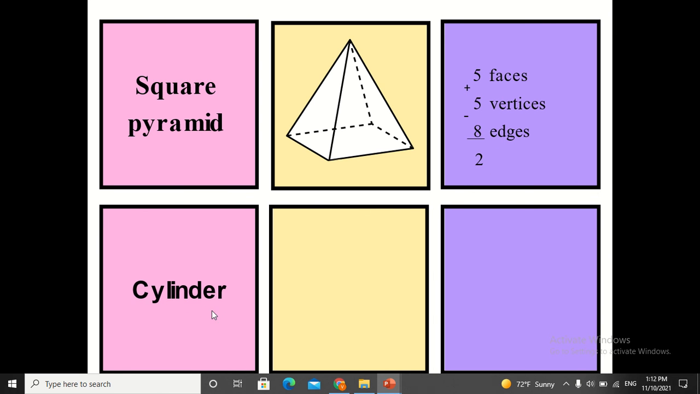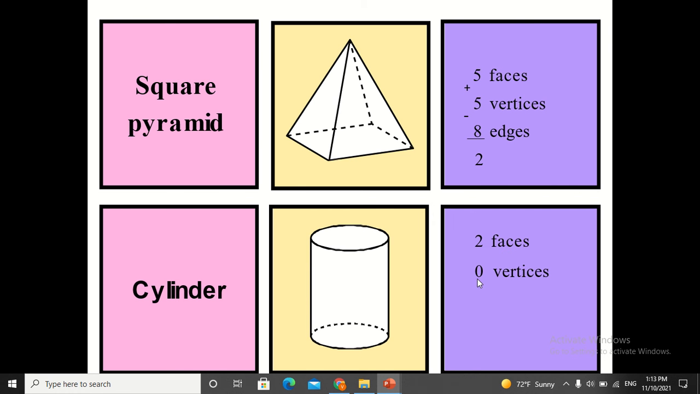And the last, cylinder. A cylinder has 2 faces, 0 vertices, and 2 edges. 2 plus 0 minus 2 equals 0. We can see F plus V minus E of square pyramid, cube and cuboid equals 2, but the cylinder is different. F plus V minus E of the cylinder equals 0.